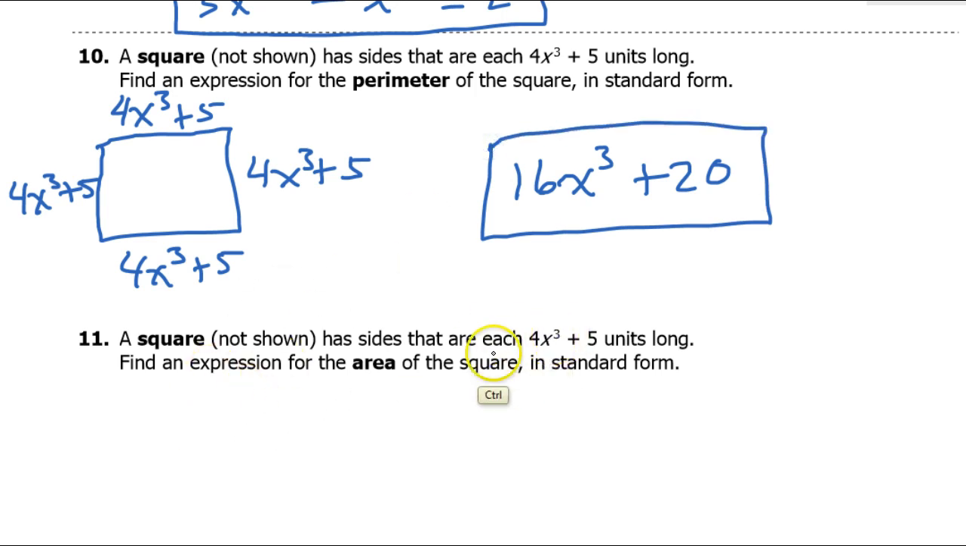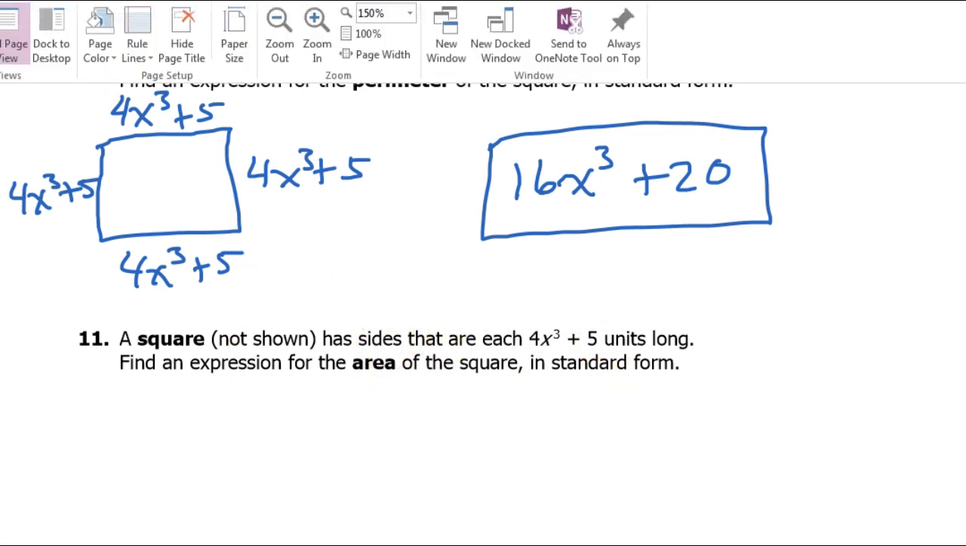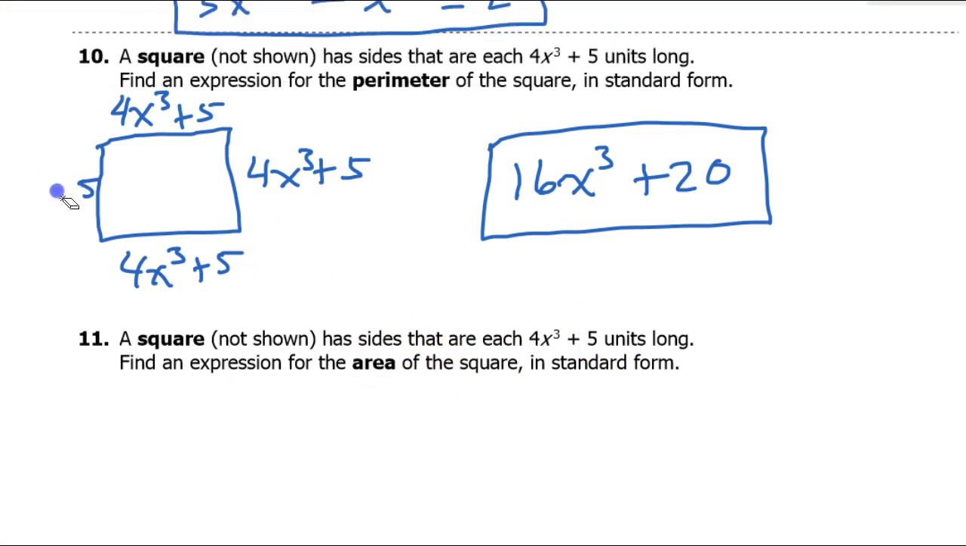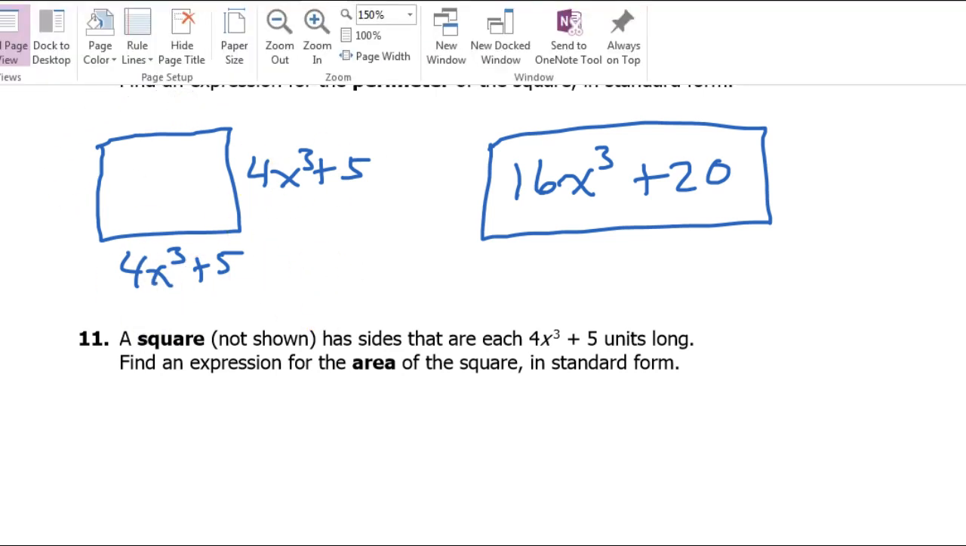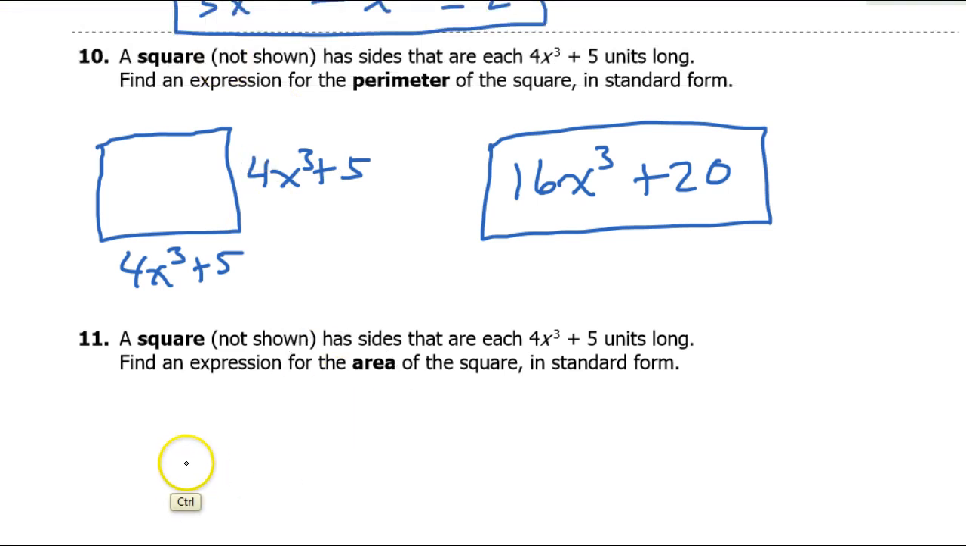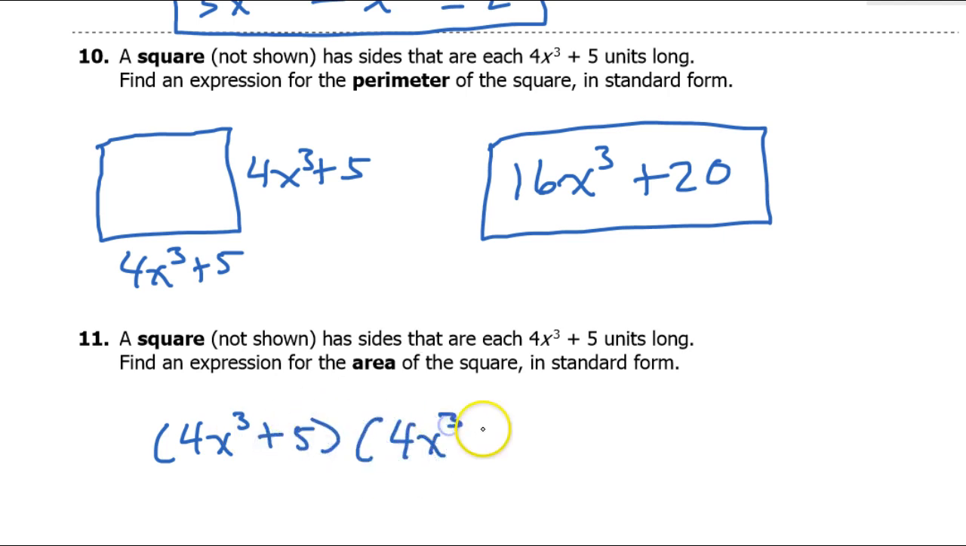Okay, same dimensions, but this time we're talking about the area. So of course when you're doing the area, that's base times height for a square. So now we're multiplying these. So that means the idea would be to do 4x cubed plus 5 times 4x cubed plus 5.